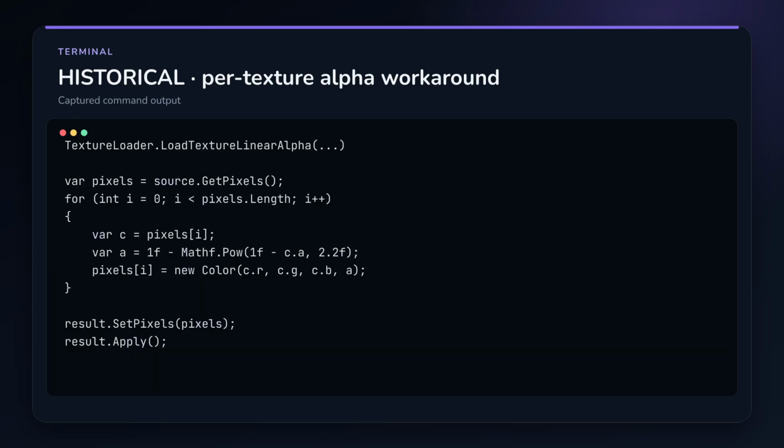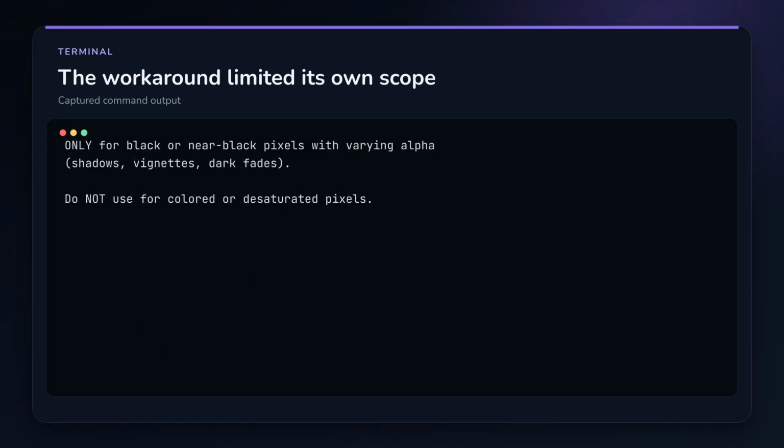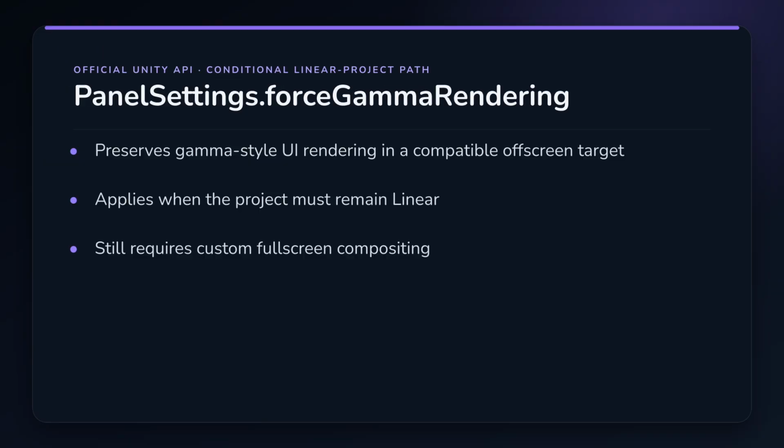Our first workaround adjusted texture alpha on the CPU. It helped a narrow case, mostly black transparent artwork, but it could not understand the other layers a pixel would eventually meet. Correcting individual ingredients was the wrong level for a problem created when the ingredients were mixed. The stronger solution controlled the mixing stage.